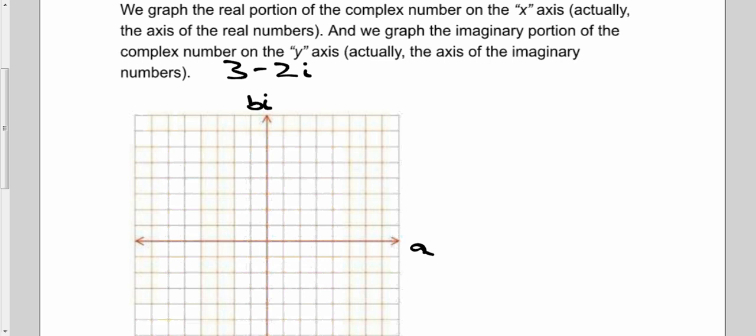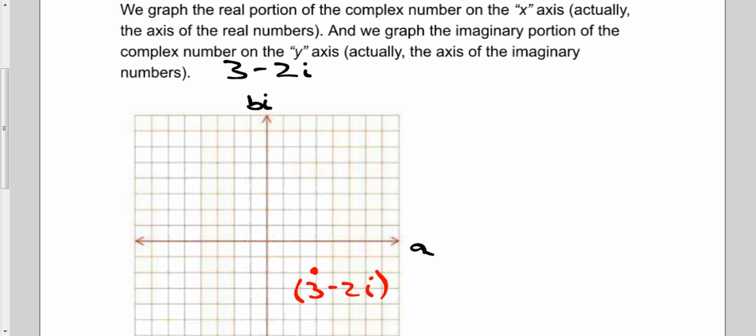So, we're graphing complex numbers. The real numbers go on the horizontal axis. The imaginaries go on the vertical axis. How far up or down do I go for negative 2i? What do you think, Abby? Down 2. So that is 3 minus 2i. I went over 3 and I went down 2. 3 to the right, down 2.